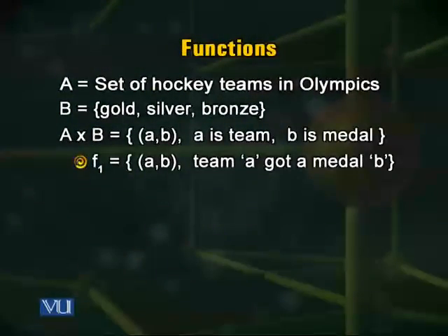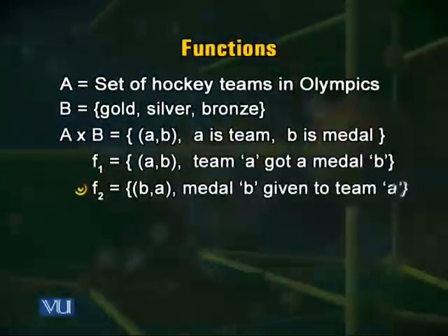And this function will be from hockey playing nations to medals. And this will be the result of the Olympic Games. At the end, there will be three teams who will stand on the podium and they will form our domain set. And the range set is three medals. So in the end, we will have a function, a subset of the Cartesian product, where one team will be mapped to gold, another team will be mapped to silver, and another team will be mapped to bronze.